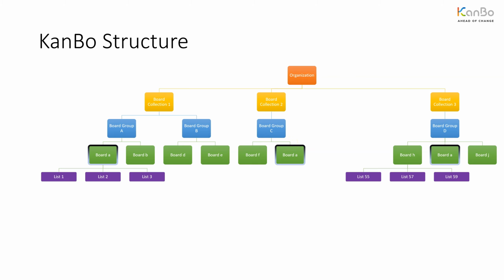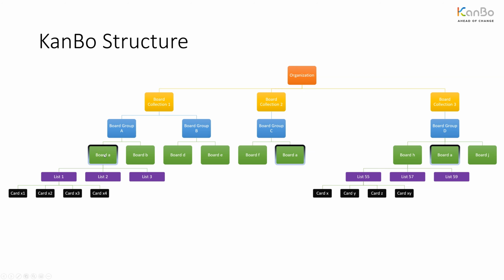And obviously in a board you have lists that help you to structure the cards of tasks of a board. And then inside of a list, you can obviously have cards. So with this structure, you can easily master any complexity in any size of organization. You only have to come up with the idea which feature of KanBo, which level in KanBo, will be used for which level in your organization to represent it.